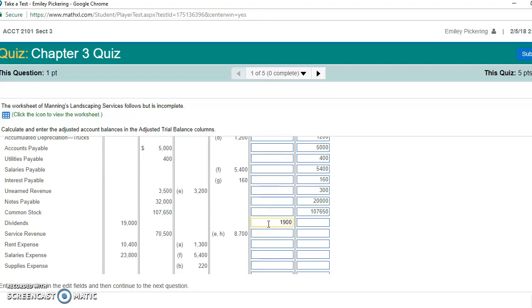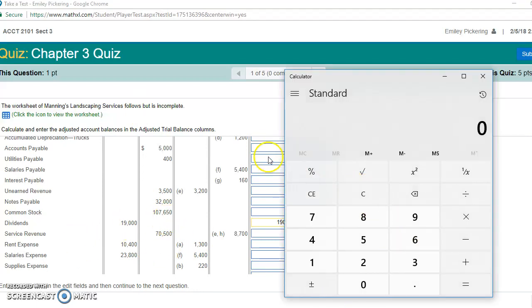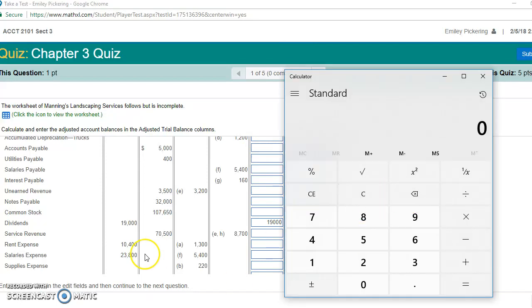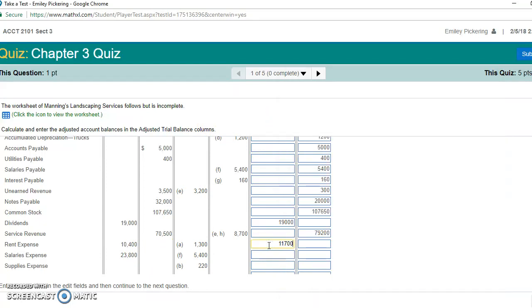Dividends are the same. And then service revenue, I started with a credit balance because it increases revenue. So I have a credit balance of 70,500. And then I added an additional credit of 8,700. So I'm going to add those two together. So 79,200. Rent expense, I started with a debit balance of 10,400. I added an additional 1,300. So I have on the debit side 11,700.